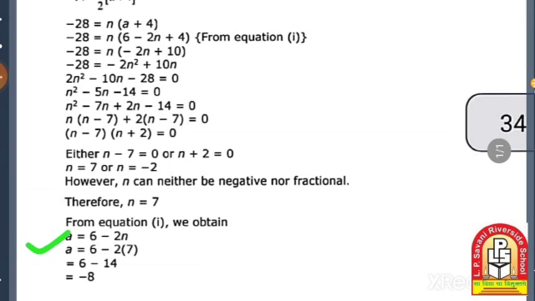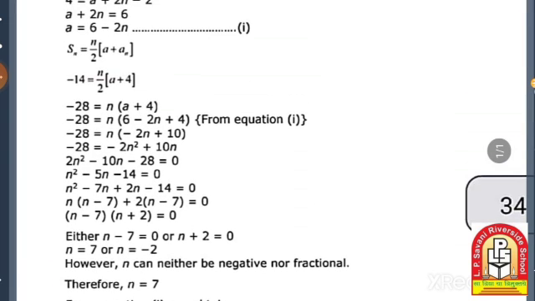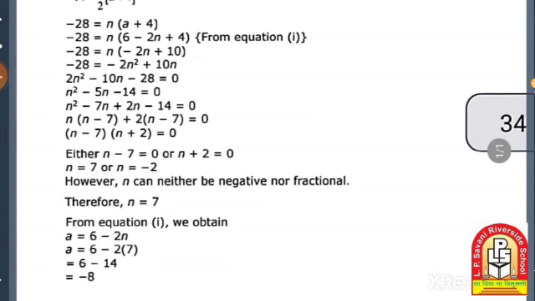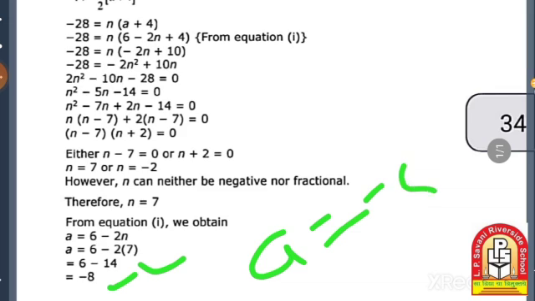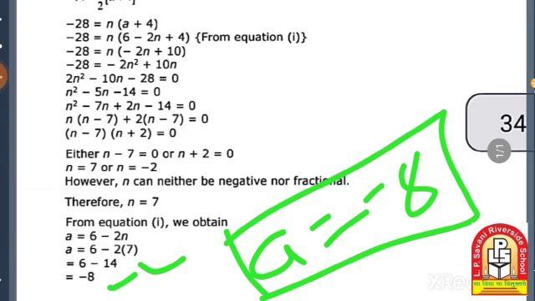Then a is equal to 6 minus 2n, because we have to put the value of n in equation number 1. So a is equal to 6 minus 2 into 7, that is 6 minus 14, which gives us minus 8. So a is equal to minus 8 is the answer.